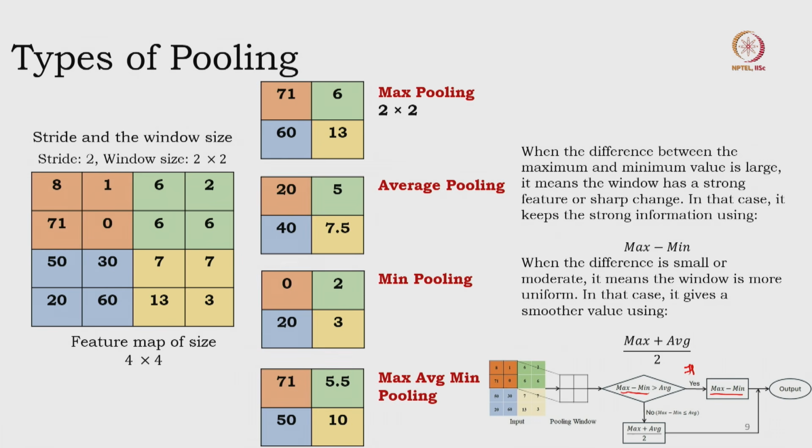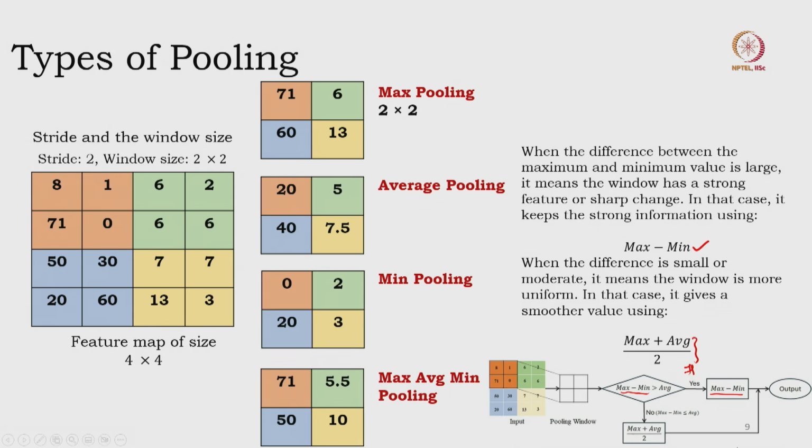So in that case, we need to retain that sharp information. How do you retain? You will retain that value. Suppose if max minus minimum is very less or moderate, which means the window is more uniform. In that case, what is required is this information, max plus average by 2. You are going to have this information.